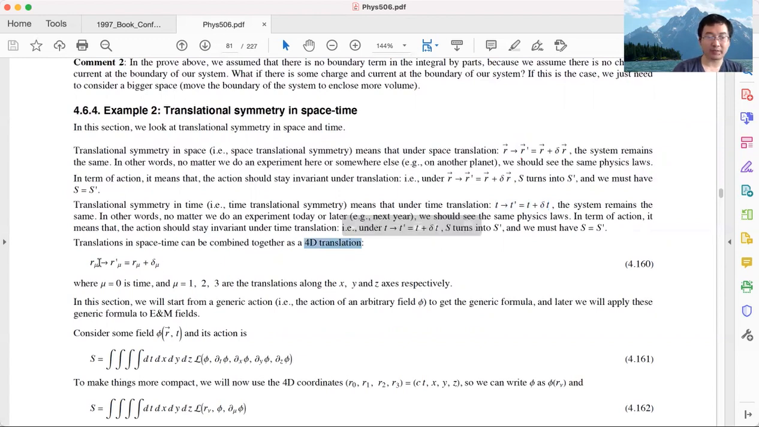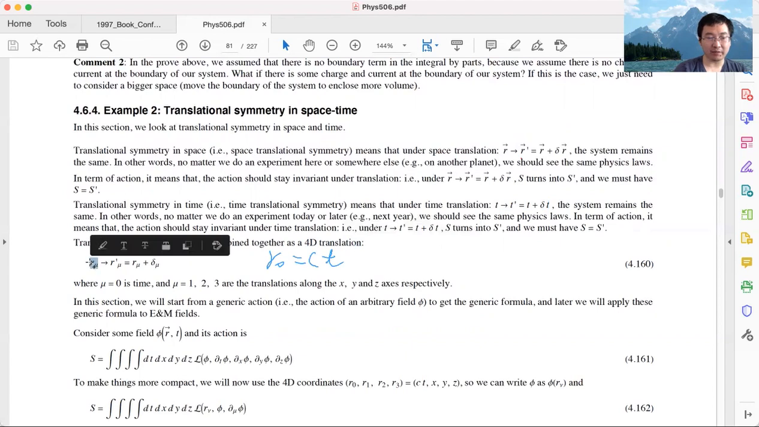So we can define 4D coordinates r^ν. When ν is 0, it is time, or more precisely, r^0 is ct, the speed of light times time. And when ν is 1, 2, or 3, it's space: x, y, z.